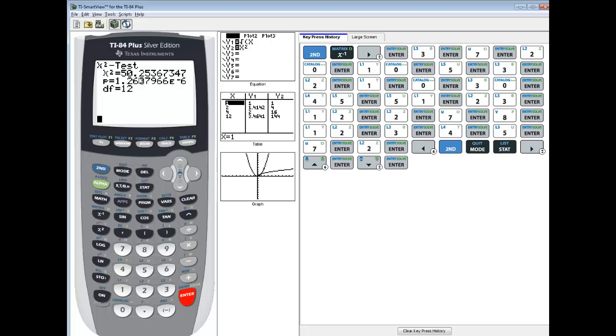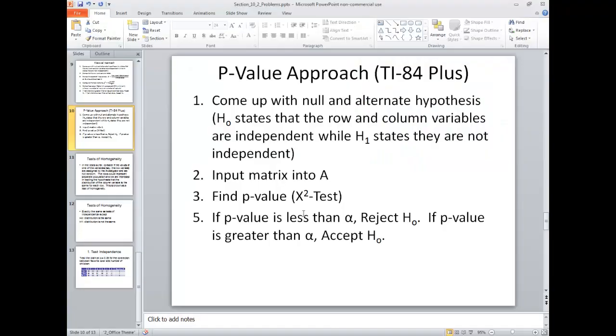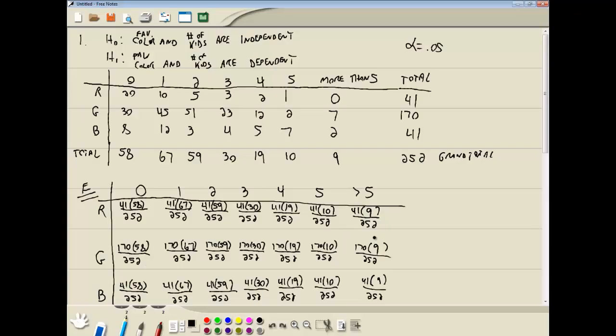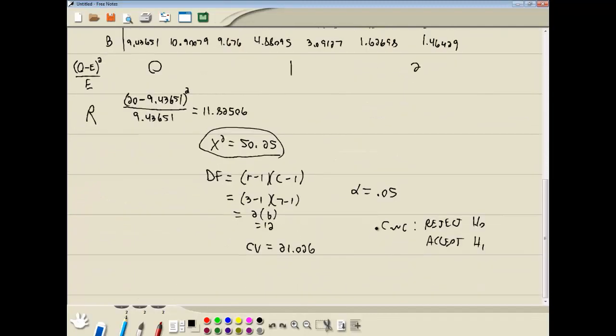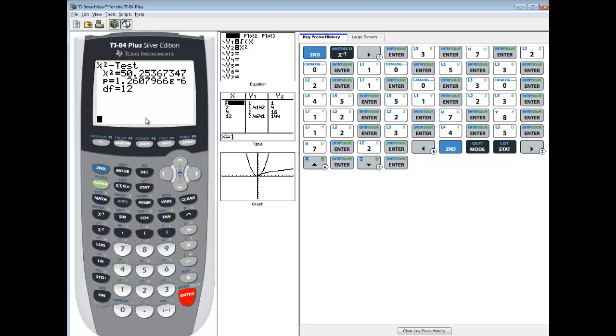Okay, our critical value was 50.25. Let's see if I'm even close. Although I did have Excel cheat a little bit. 50.25. So it looks like I did that part right. But we're doing the p-value approach.